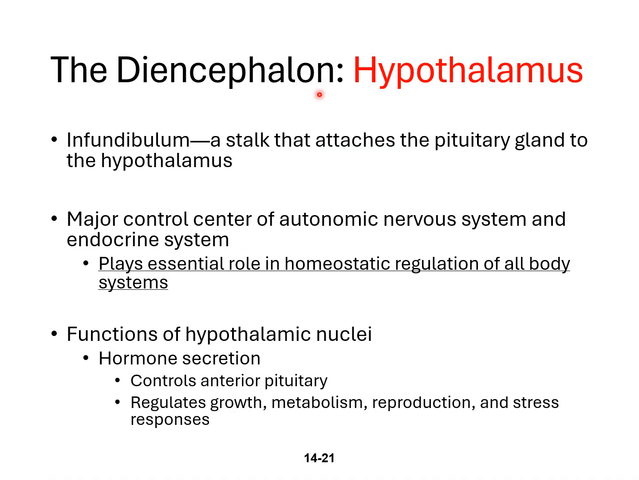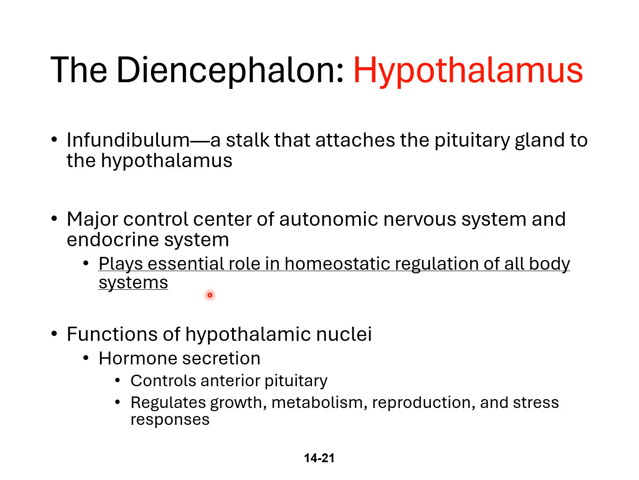So the diencephalon, just hypothalamus, you have an infundibulum, which is a little stalk that attaches to the pituitary gland. So I mentioned the pituitary gland and the hypothalamus. That connection is very important. Major control center of the autonomic nervous system and the endocrine system. It has an essential role in homeostatic regulation of body systems.